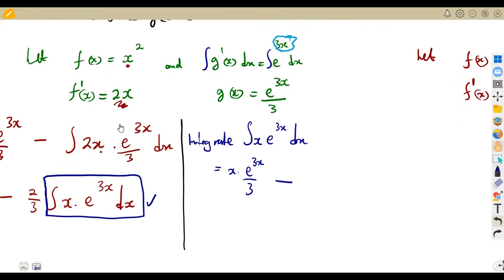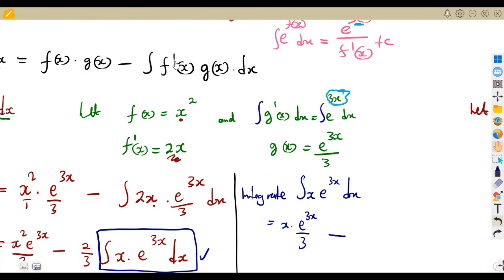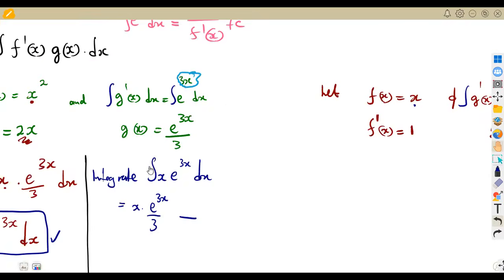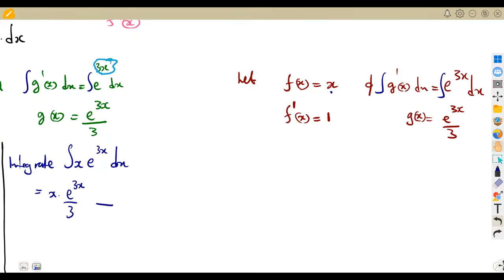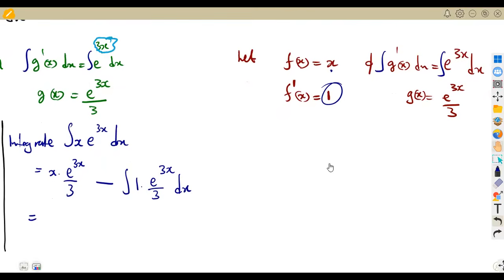We are going to subtract, in this case, f prime x, which is the derivative of f of x, times g x. Where is our f prime x? F prime x is a 1. So this is going to be the integral of 1 times g x, which is e to the exponent of 3x over 3 with respect to x. All right, so that is it. We can now integrate this part.